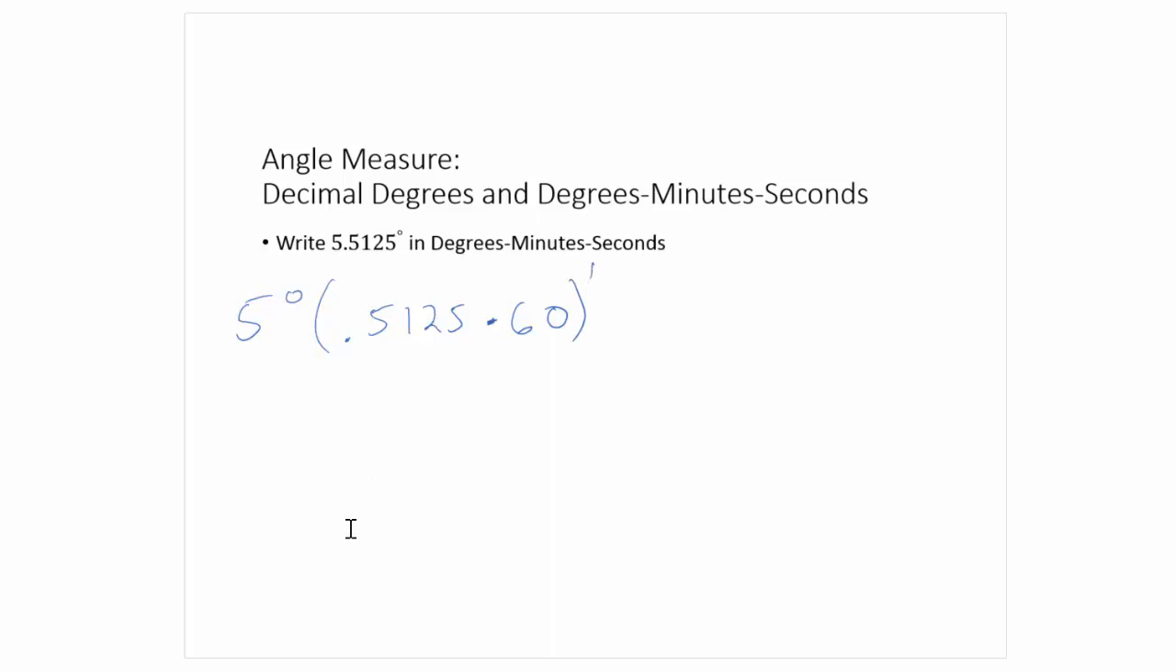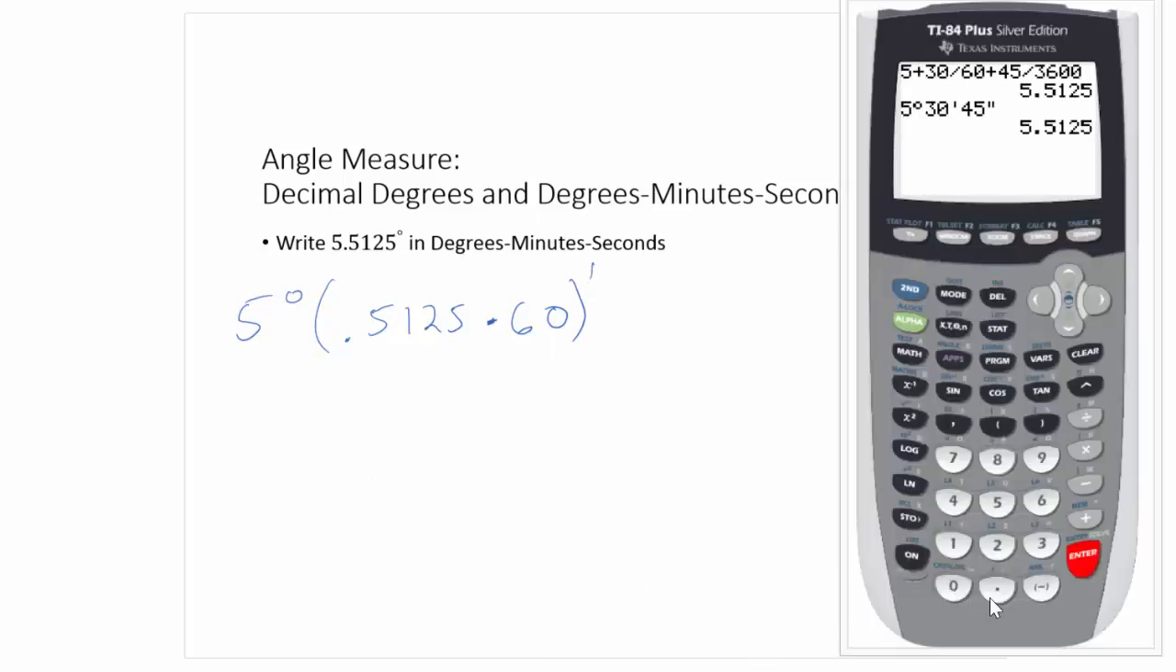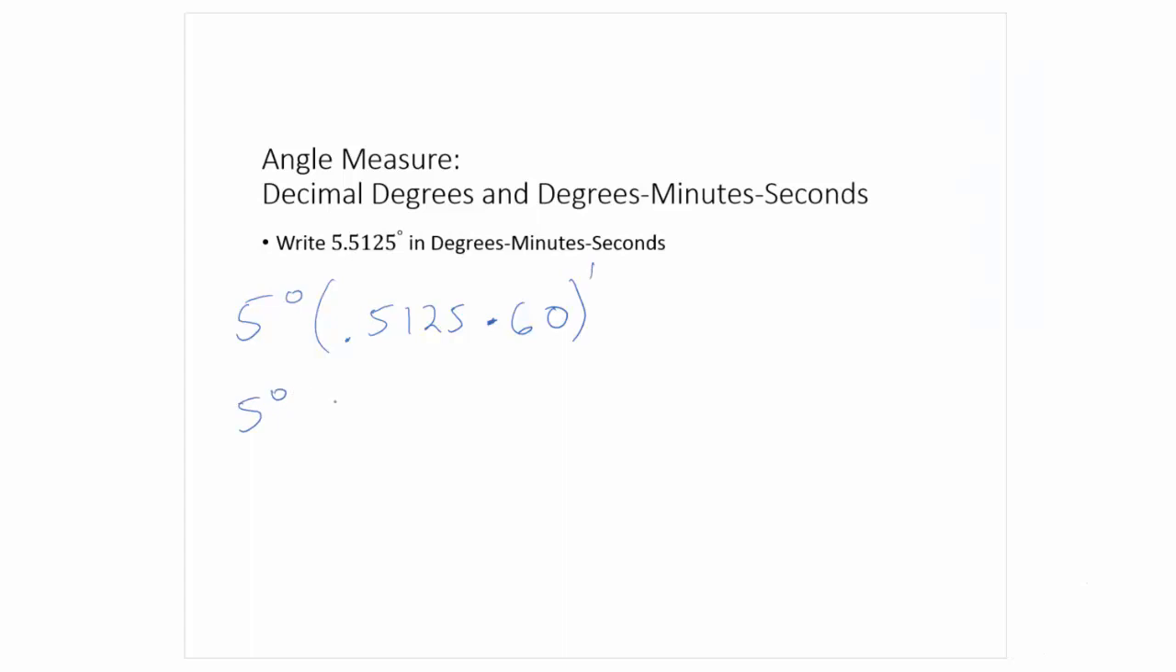All right, so go back to my calculator. Let's take that 0.5125, let's multiply that by 60. 30.75. So what that means is I now have 5 degrees, 30.75 minutes. But I don't want 0.75 minutes, I want an amount of seconds. So I'll do a similar process.